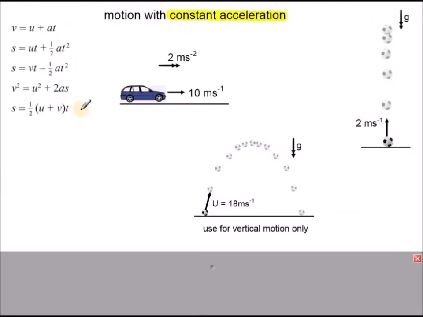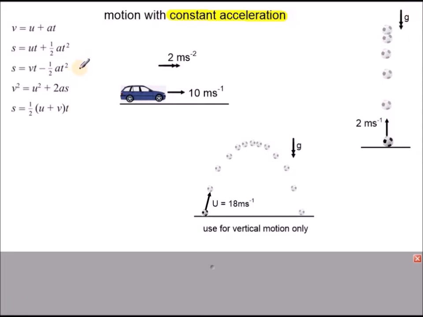Use SUVAT formulae for motion with constant acceleration. So the car has a constant acceleration of 2 meters per second squared. This projectile, if we look at its vertical motion, g is used for constant acceleration, and the same is true here.